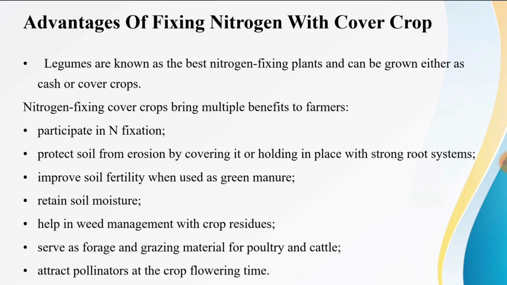Advantages of nitrogen fixing cover crops. Legumes are known as the best nitrogen fixing plants and can be grown either as cash or cover crops. Nitrogen fixing cover crops bring multiple benefits to farmers. Participate in nitrogen fixation, protect soil from erosion by holding it in place with a strong root system, improve soil fertility when used as green manure, retain soil moisture, help in weed management with crop residue, serve as forage and grazing material for poultry and cattle, and attract pollinators at the crop flowering time.